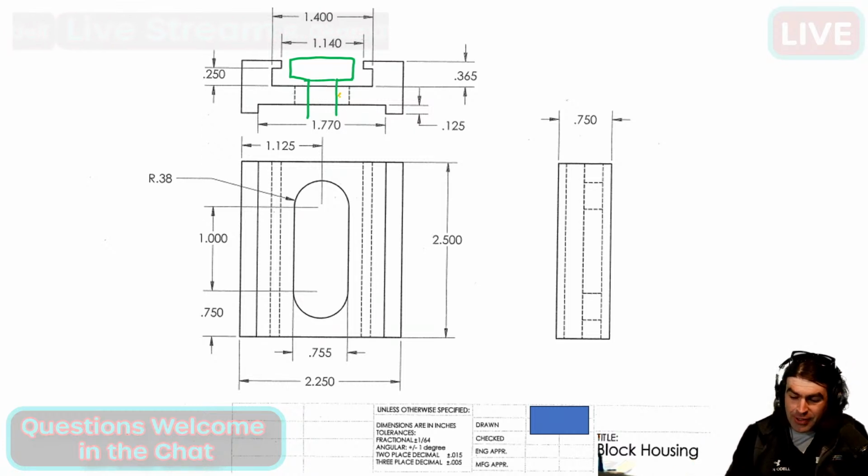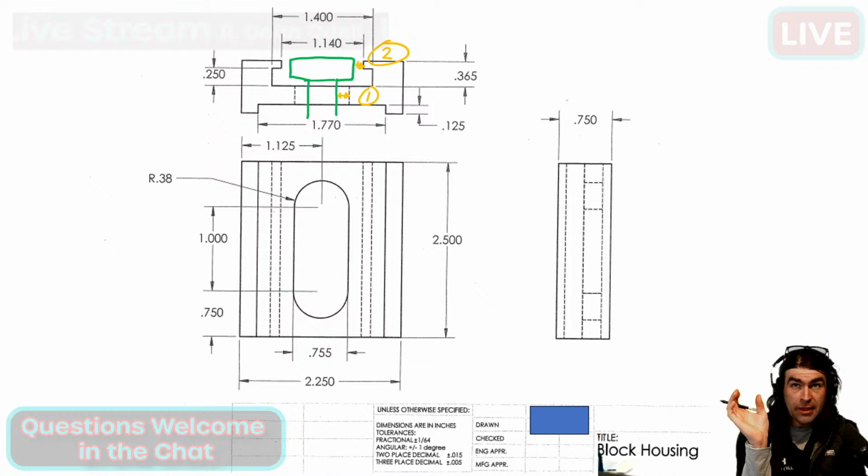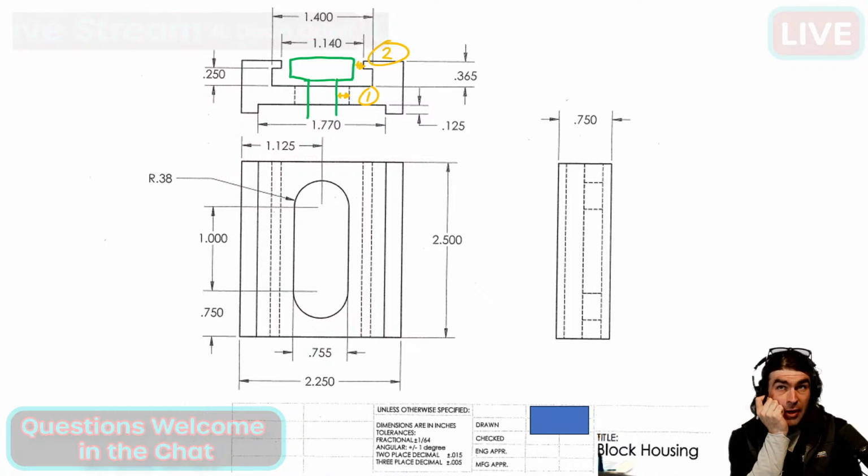Okay, so what I'm talking about is there's a gap here and there's a gap here. So we'll call that 1 and 2. And you've got to decide design-wise which one is going to limit the left and right movement. It could be either one. I wouldn't say there's necessarily a right or wrong answer here.